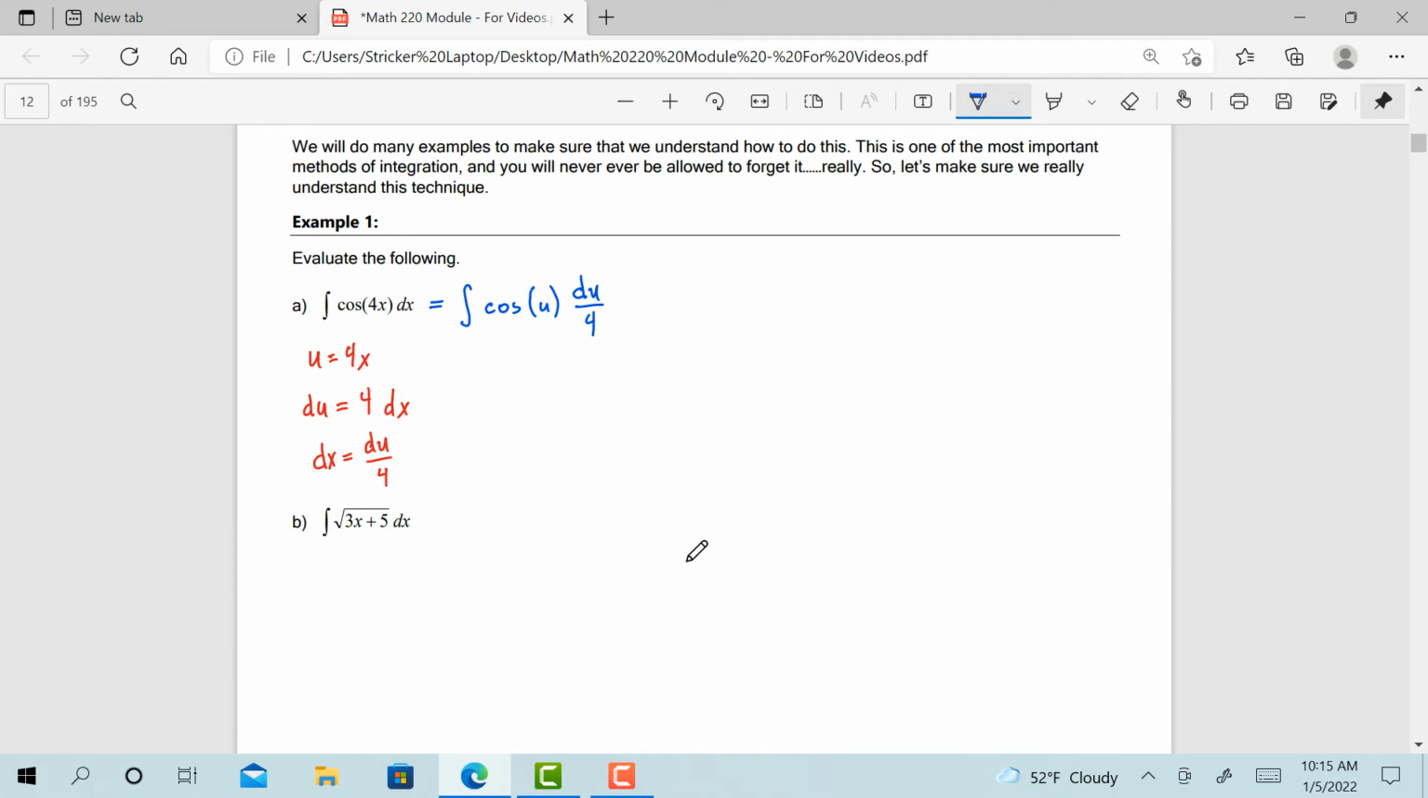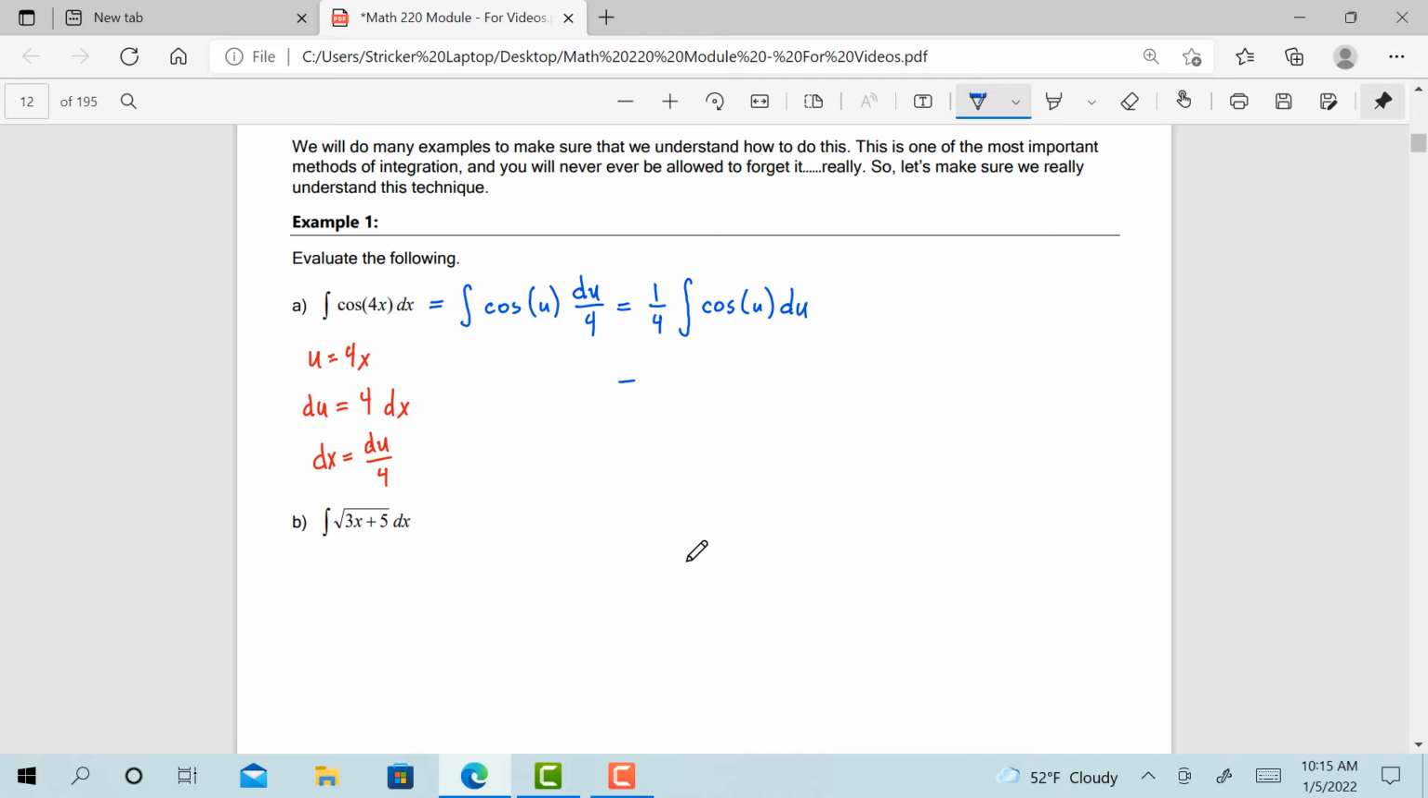And anytime you have constants like this 4, it's always better to move that out to the front. So if I move that 1/4 out to the front, then we can rewrite this as 1/4 times the integral of the cosine of u du, and you'll notice we now have an integral that is much, much simpler.